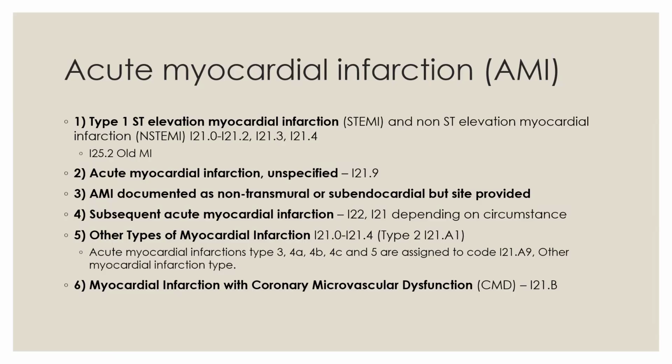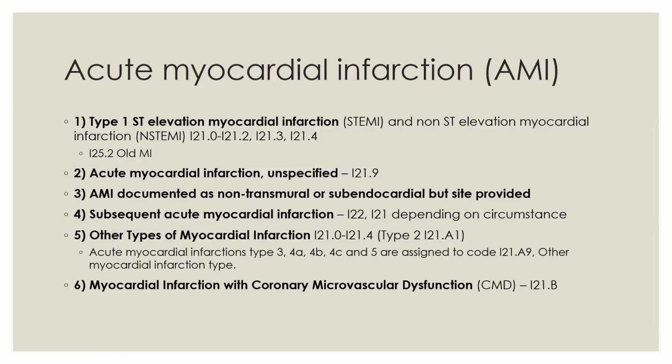Now, other types of myocardial infarctions. The ICD-10-CM provides codes for different types of myocardial infarction. Type 1 myocardial infarctions are assigned to I21.0 through I21.4. Type 2 myocardial infarctions, or myocardial infarction due to demand ischemia or secondary to ischemic imbalance, is assigned to code I21.A1 for myocardial infarction type 2 with the underlying cause coded first, if applicable.